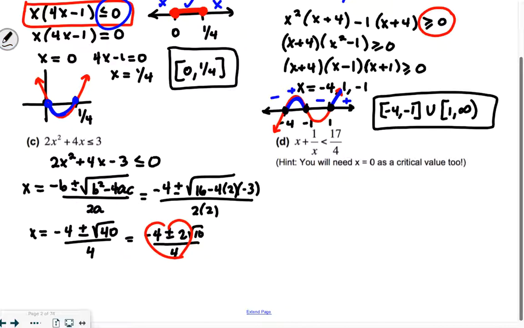So you remember that that 4 goes into both things. So I have negative 1. Oh, not negative 1. What am I talking about? You reduce all of them by 2. So I'm going to have negative 2 plus or minus root 10 all over 2.